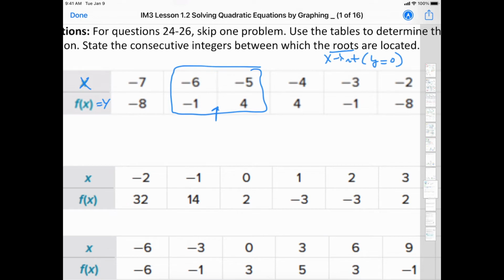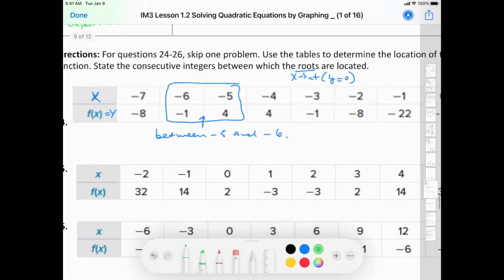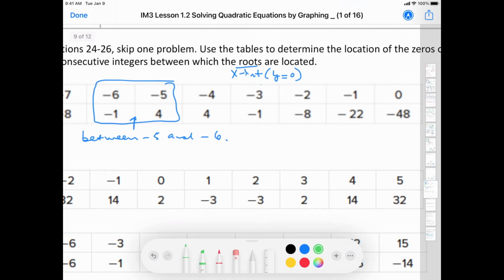So I can say, for number 24, we can say between negative 5 and negative 6. And the other one, again, between a positive and negative, we could say between, and when you're listing the answers here, you're saying the x values, between x equals negative 4 and x equals negative 3.